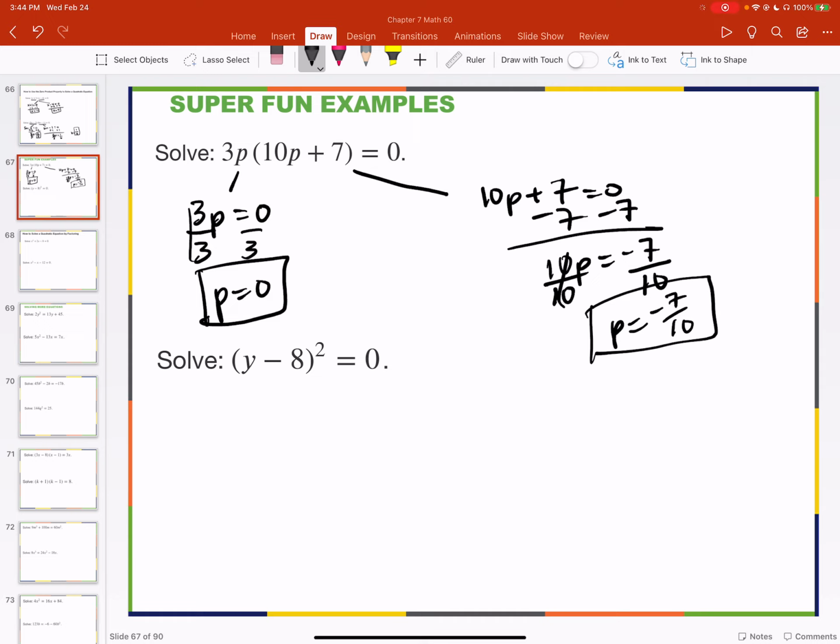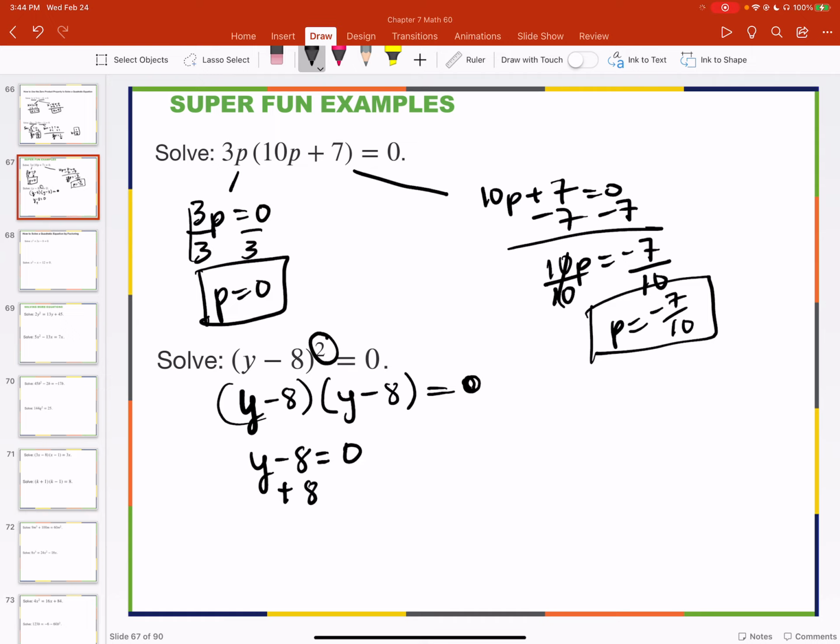Now, what if you have something that's raised to the power 2? Remember that an exponent means to multiply it by itself. So it's the same answer, and you don't need to write this twice. It's just what we call a repeated answer. So you would just say this is one solution and it's 8.